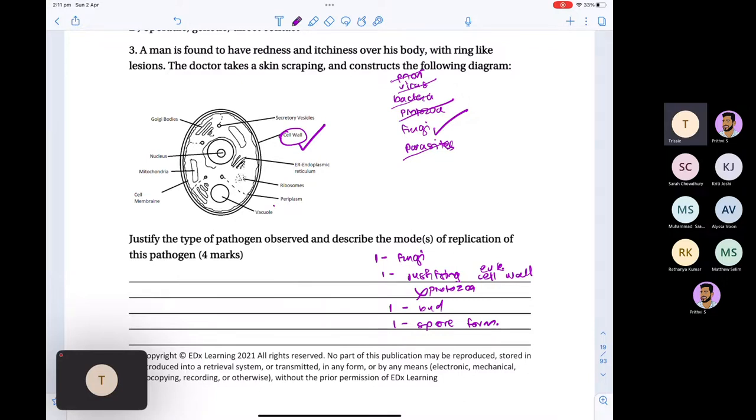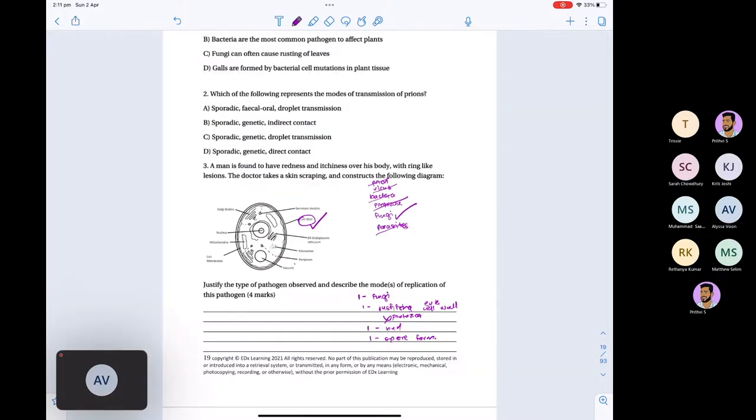I think I didn't get all the second point, like it is eukaryotic and not protozoa. I think it'd be important to justify why it's not a protozoa. Alyssa, what about you? What did you not state? I didn't state about the budding. Good. Good. All right. Good job.